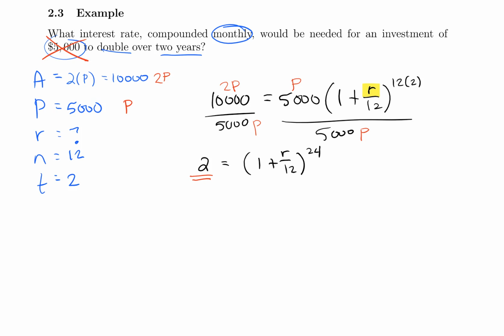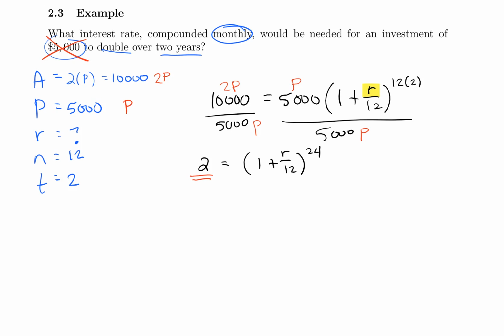And that should seem reasonable. If we're trying to double our investment, well, here's my investment, 5,000, and then that means that this number must come out to be 2, because I need to double my investment. So that's kind of neat. So let's go ahead and continue from here.